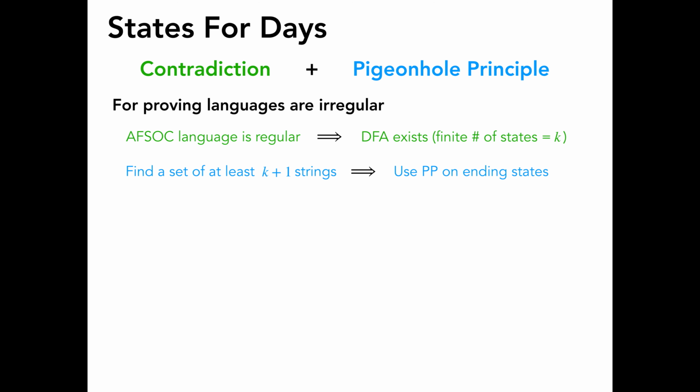The concept of an ending state in this case is: if we have some string x, we look at the transitions for each character in x, and the ending state is where we end up in our DFA. So the pigeonhole principle guarantees that we will have some 2 strings in this set which have the same ending state. Then we'll try to derive some sort of contradiction using those 2 strings, which have the same ending state.